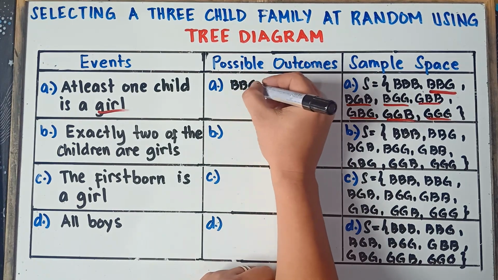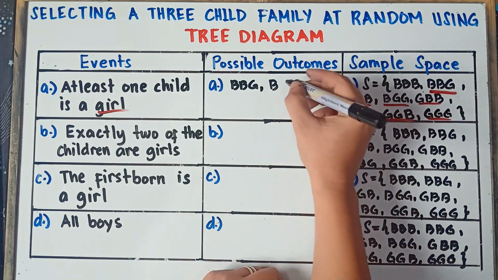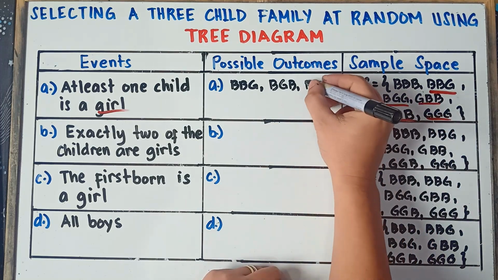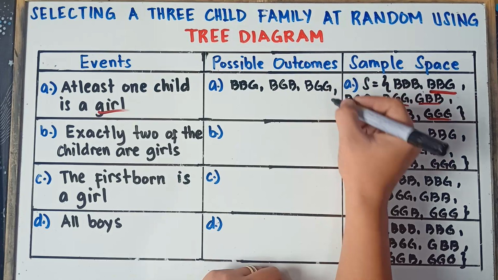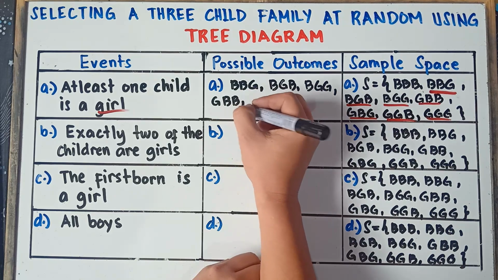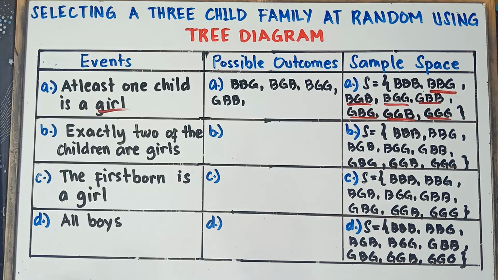Boy, boy, and then girl. We can also have this one. Boy, girl, and then boy. We can also have this one. Boy, and then 2 girls. Alright, and then this one, girl, and then 2 boys. Once again, class, at least one child is a girl. So therefore, you need to have at least one girl, class.